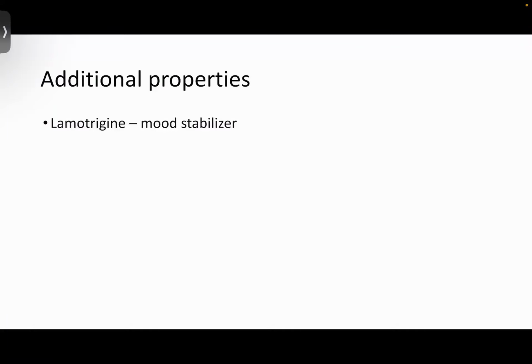Some additional properties of anti-seizure medications. Lamotrigine is also a mood stabilizer.